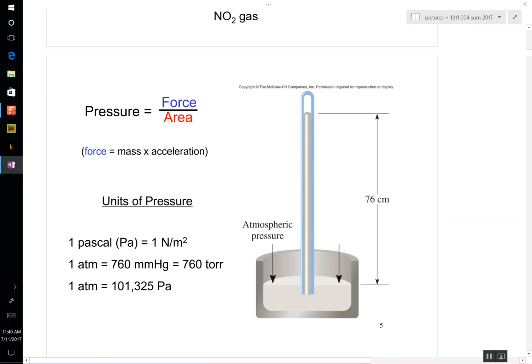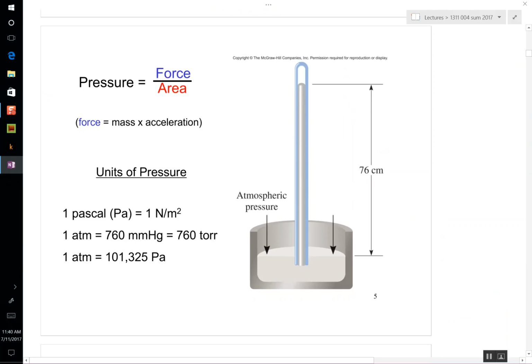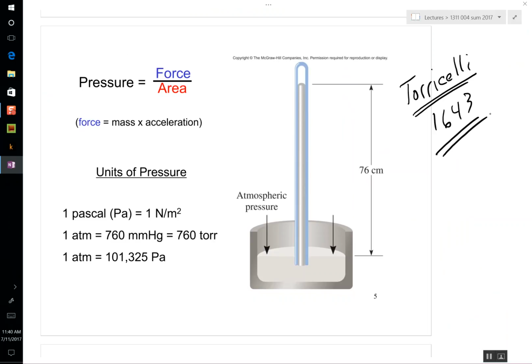There we go. All right, so Torricelli was an Italian investigator around 1643 who invented the Torricelli barometer. What he said was, how could we measure atmospheric pressure? He used liquid mercury. Why? Because it has a very high density, almost 14 times more dense than water.